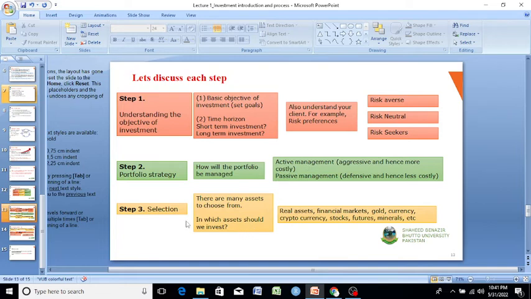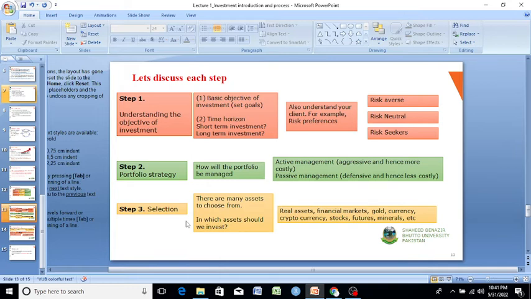In the third step we discuss the selection step. This is the most important step, and the actual investment starts from this step. By selection we mean that now that we have clearly discussed and defined the objective of the investment and selected an investment strategy, it is time to invest our money.